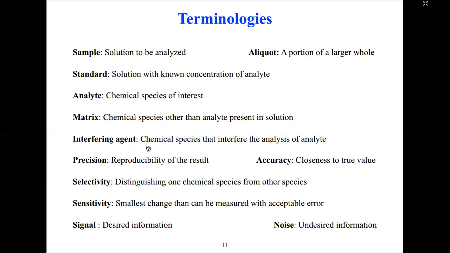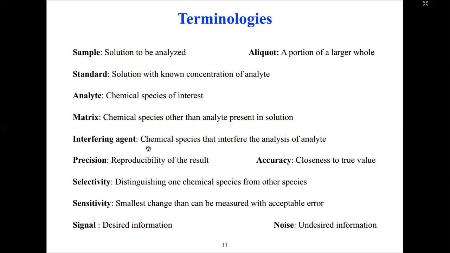Sometimes you may have less. For example, you have sodium and chloride. Sodium might form sodium chloride. Whenever you are trying to analyze the sodium ion, maybe some of the sodium reacted with chloride to form sodium chloride, then it interfered. The value of sodium gets lower than what is in the glass.